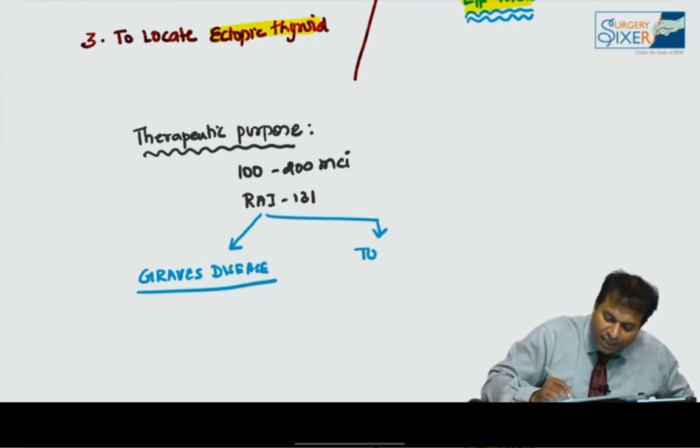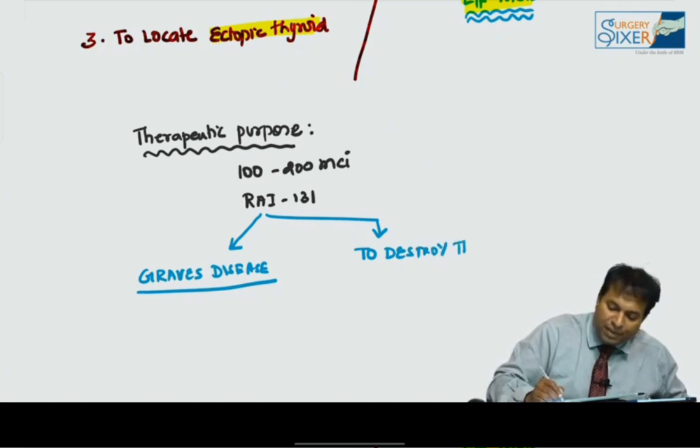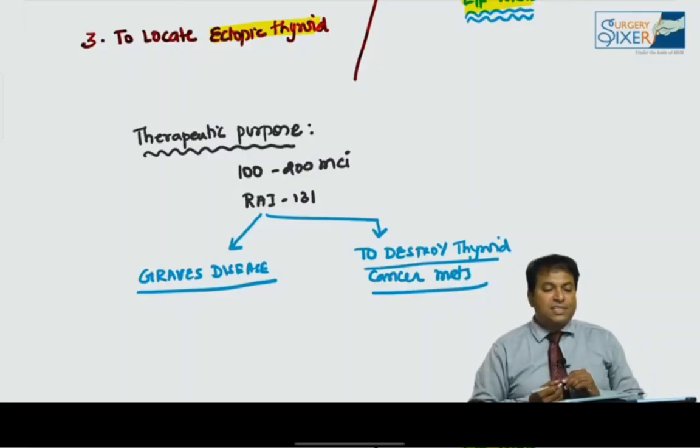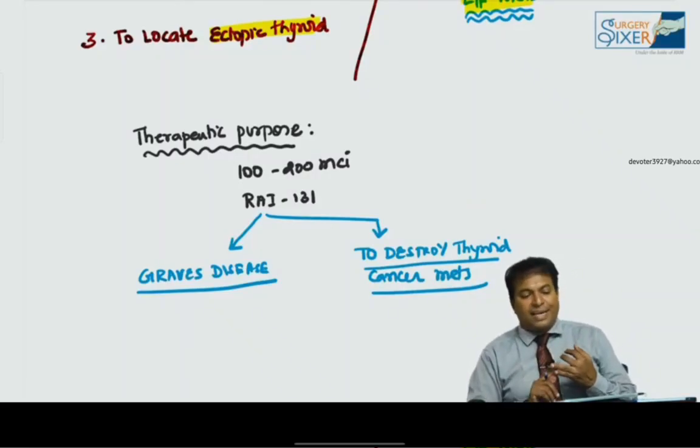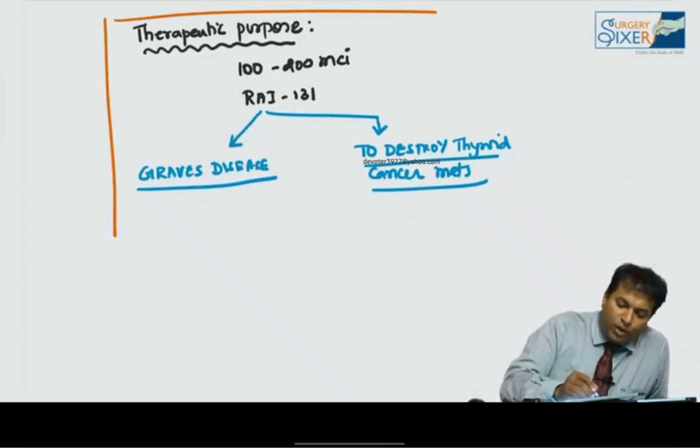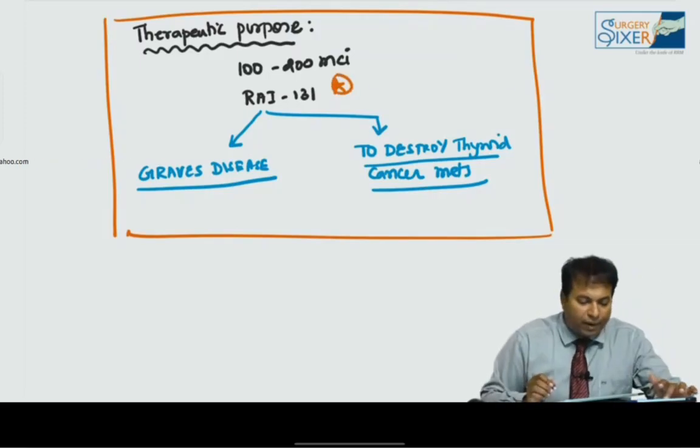And to destroy thyroid cancer METs, this is also the treatment of choice. So it is used to treat Graves' disease and to destroy thyroid cancer METs. These are the only two therapeutic uses, and in therapeutic purposes, we use radioactive iodine 131.